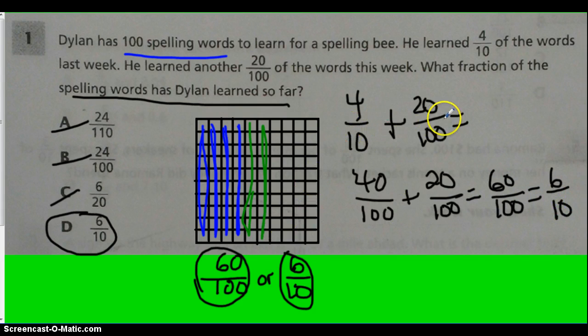Or they could have taken the same problem and said instead of 20 hundredths, we could have used 2/10. So we know that 4/10 plus 2/10 is equal to 6/10. Either way, we still should have come up with and figured out that it was 6/10.